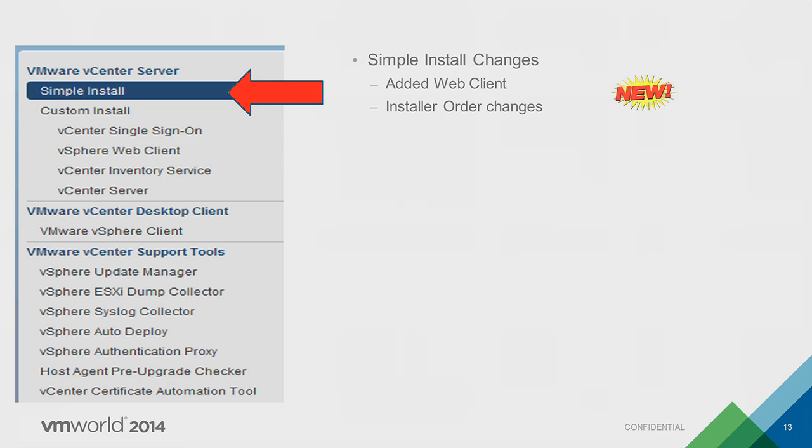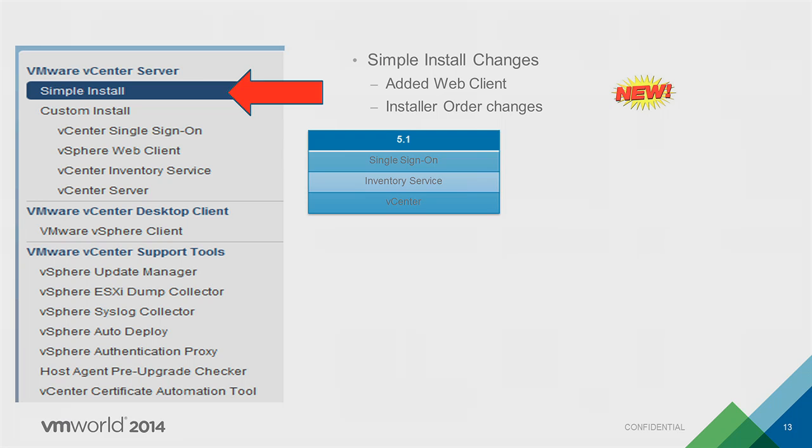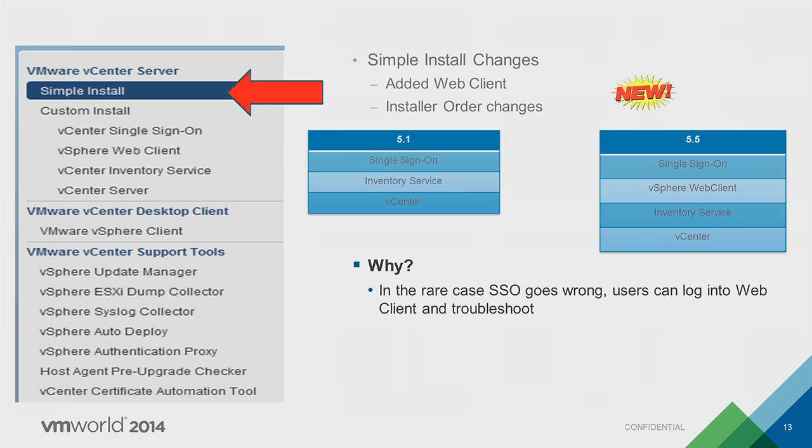So a simple install is designed for what over half the room here are doing, installing everything on a single virtual machine. In 5.1, we had the single sign-on, the inventory service, and VC. So you could get installed, but you couldn't do any administration because the web client was also required. So we added the web client in here, and it puts everything in the default locations and installs with the default options, and you're up and running. Okay.